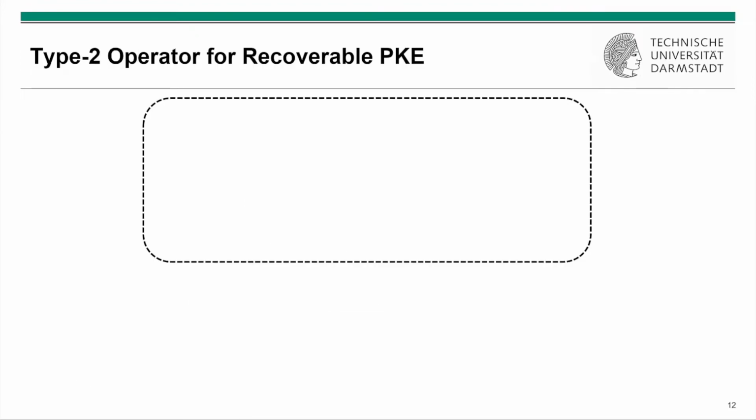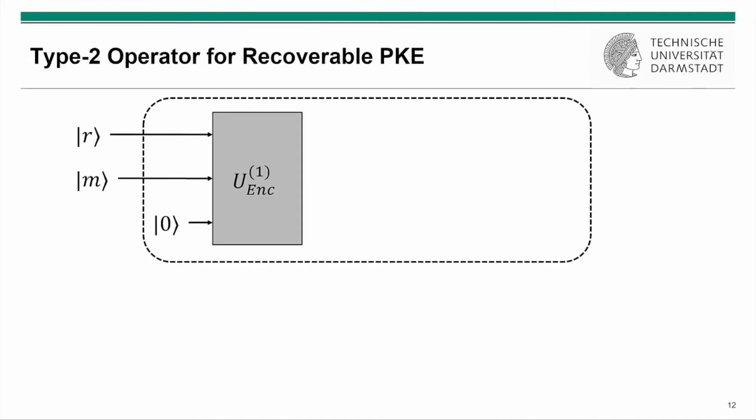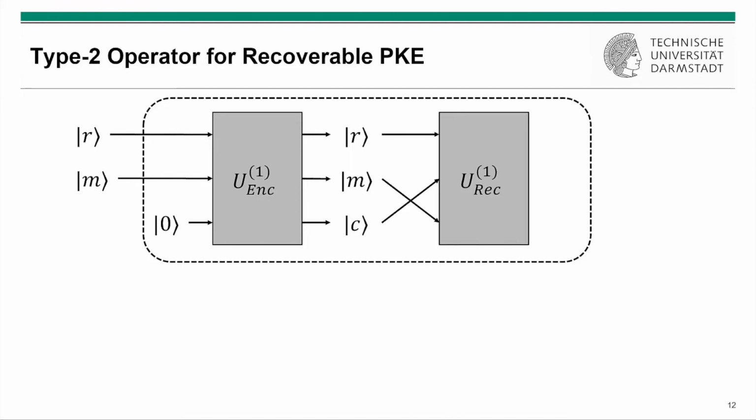Now for recoverable public key encryption schemes, we can also realize this type 2 operator in a slightly different way. So again, we start with the randomness register, the message register, and this auxiliary register with a 0. We again feed all these into a type 1 encryption operator, which will output the randomness, the message, and now the ciphertext.